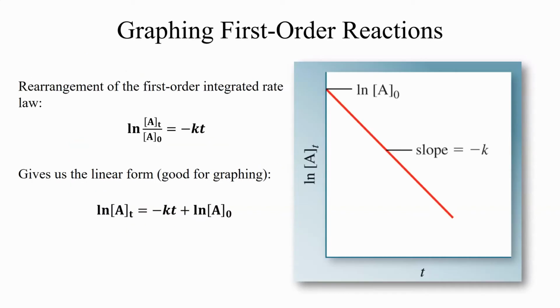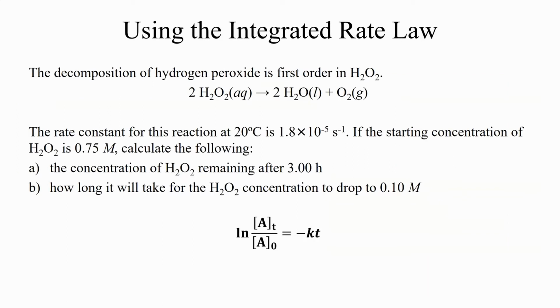Now, it might be interesting to note that there's another version of this first-order integrated rate law. We can rewrite it using the law of logarithms in linear form, and this becomes very useful in graphing. We can actually determine what the rate constant is based on graphing natural log of concentration versus time. So how do we use this?